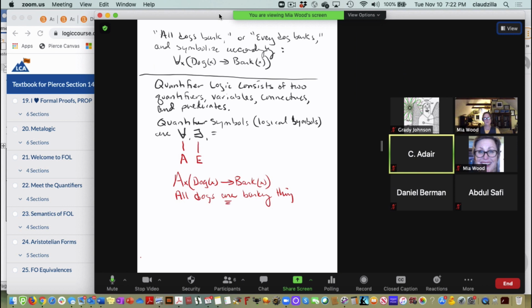And this makes sense if we ask how we can reformulate the ordinary English sentence, all dogs are barking things. Well, we'd say, if it's a dog, it barks. So if you've got a dog, then you've got a barking thing. We end up moving in that direction fairly seamlessly, it would appear. Thoughts? So far, so good, I hope.